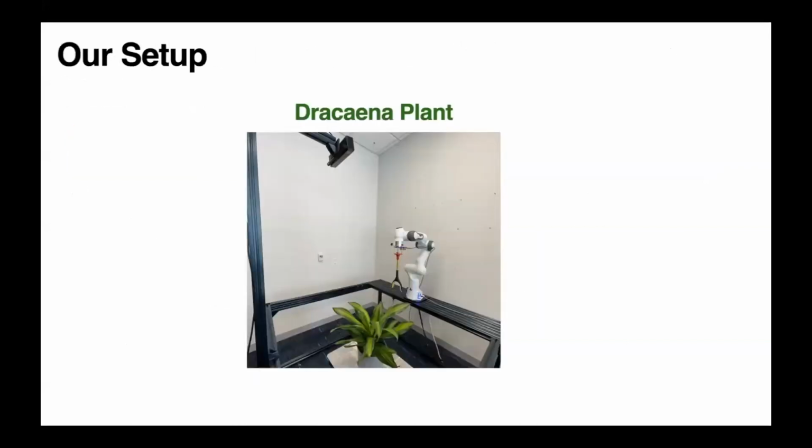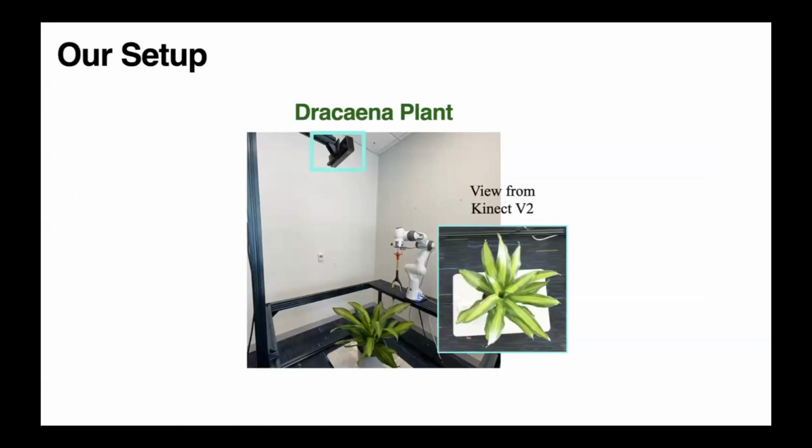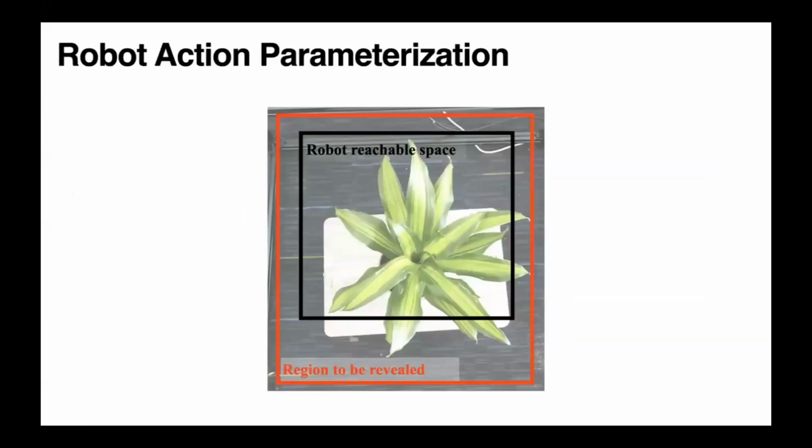So here is our setup. We have this robot, and this plant inside this robot. We have this camera that is mounted on the top. This is the view you're getting from there. You can see the space that the leaves are occluding, right? This is where we want to reveal the space.